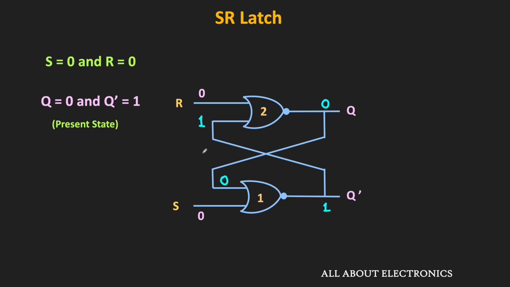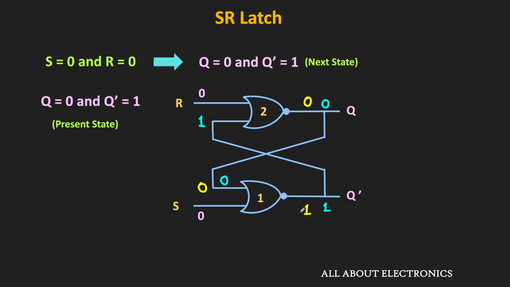So as you can see, one input of the second NOR gate is equal to 1. And as you know, when any one input of the NOR gate is equal to 1, then its output will be equal to 0. That means in this case, the output of the second NOR gate will remain 0, and the same will also appear at the input of the first NOR gate. So for the first NOR gate, since both inputs are 0, its output will be equal to 1. So as you can see, when both inputs S and R are 0, there is no change in the output state. That means presently, if Q is 0, then in the next state also, Q will remain 0.